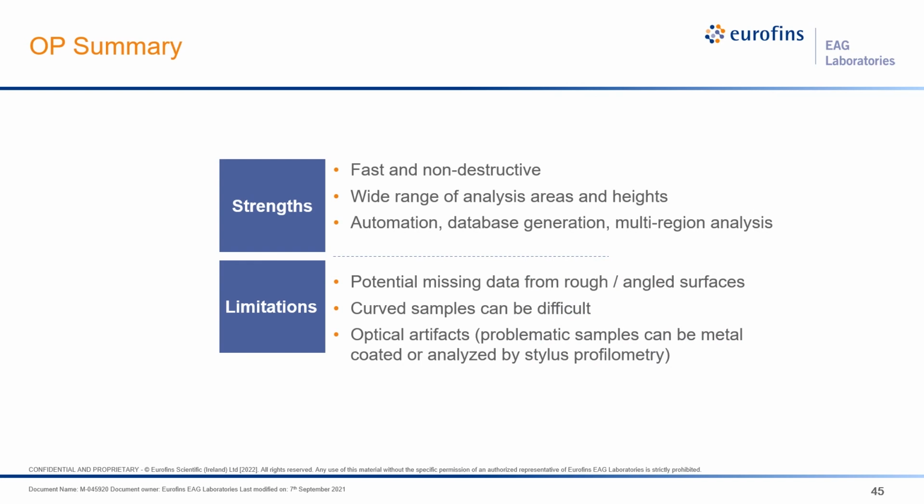In summary, OP is a fast, non-destructive method to characterize surface topography and roughness. It measures much larger areas than is possible by AFM, but with reduced resolution. This software has automation capabilities and pattern recognition post-analysis tools. The challenges that go along with the strengths are that there can be missing data in some cases from rough or angled surfaces. And another limitation is that thin, transparent coatings can confuse the instrument. It'll detect the topmost surface and the substrate. A possible workaround if that's a problem is that we can metal coat the sample, and that's something we can do at our facilities.